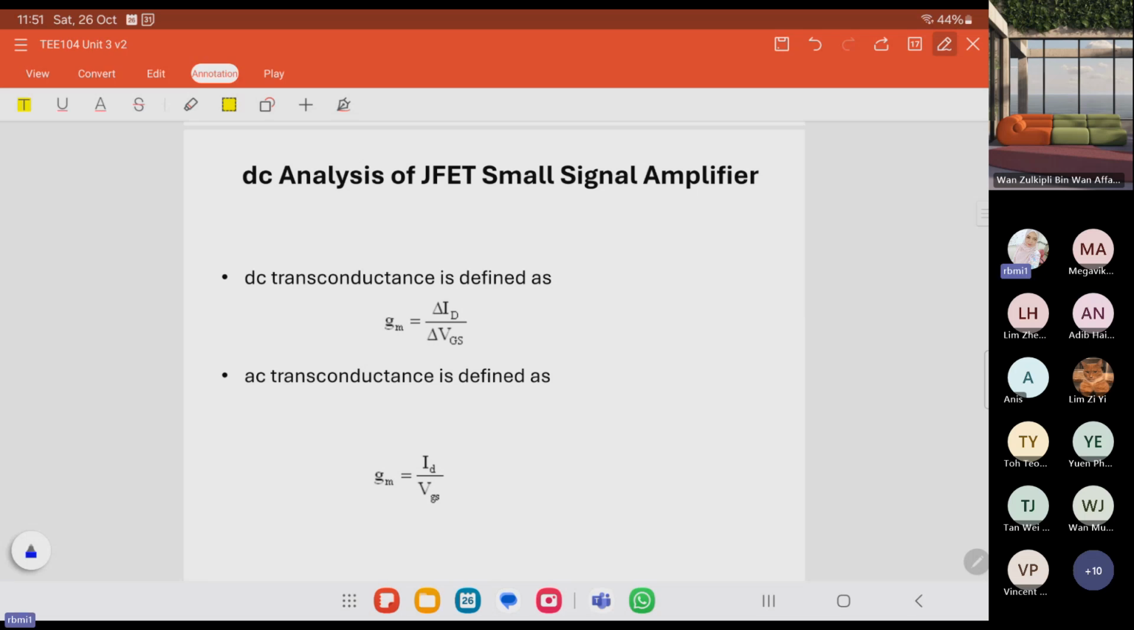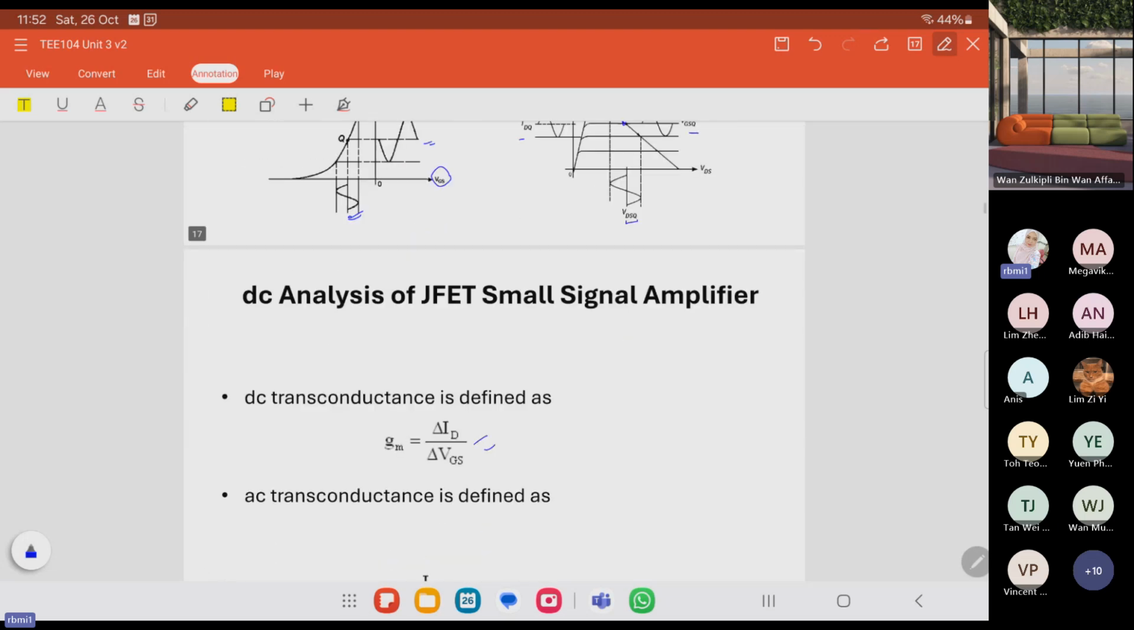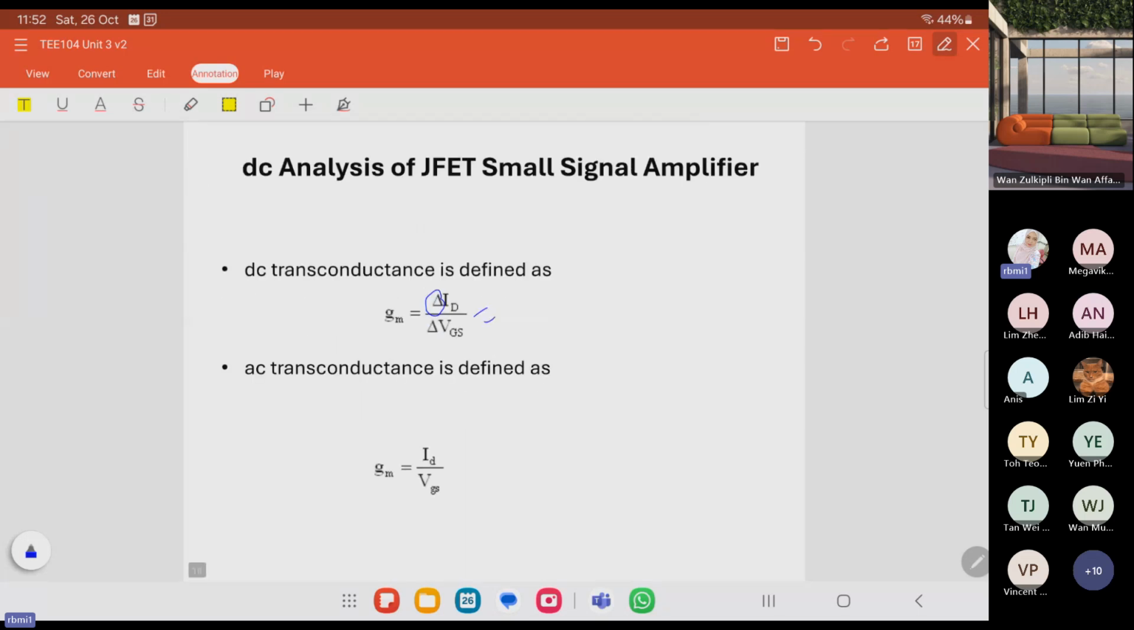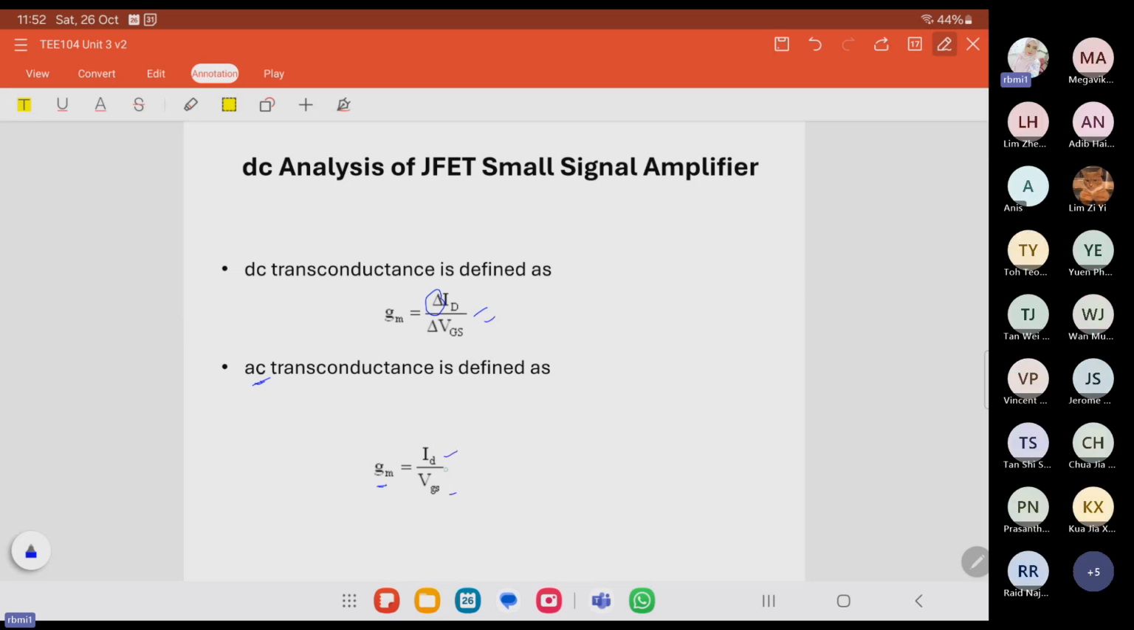And this is the DC analysis of the JFET. We have the DC transconductance, gm for transconductance in DC. Okay, for these expressions, this is from this graph, and the triangle here is the change, the delta. And for AC transconductance gm, we take the value of ID over the VGS. Okay, and ID is equal to gm VGS from here.